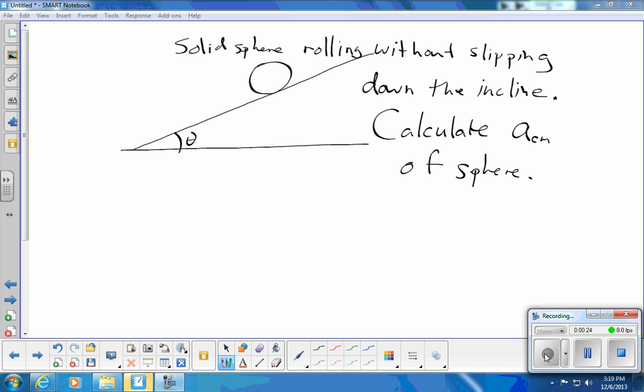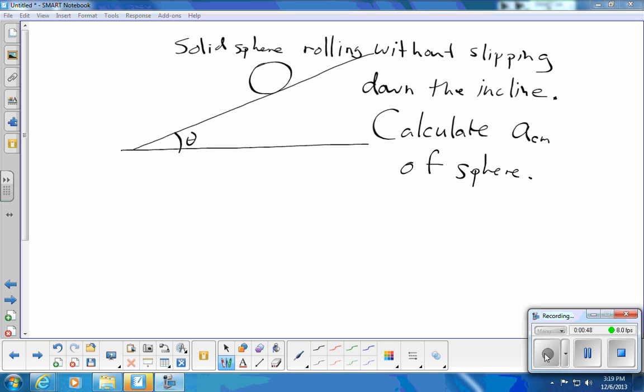You might be tempted to look at this and say, oh, it's going down an incline, so the acceleration must be g sine theta. Because that would be the case if it were a frictionless block going down an incline, but this is not a frictionless block. It's a sphere that's rolling without slipping, and the analysis is a little bit different. So let's take a look at it. Since we're looking for the acceleration, it might seem reasonable that we're going to examine forces and torques, and in fact we are.